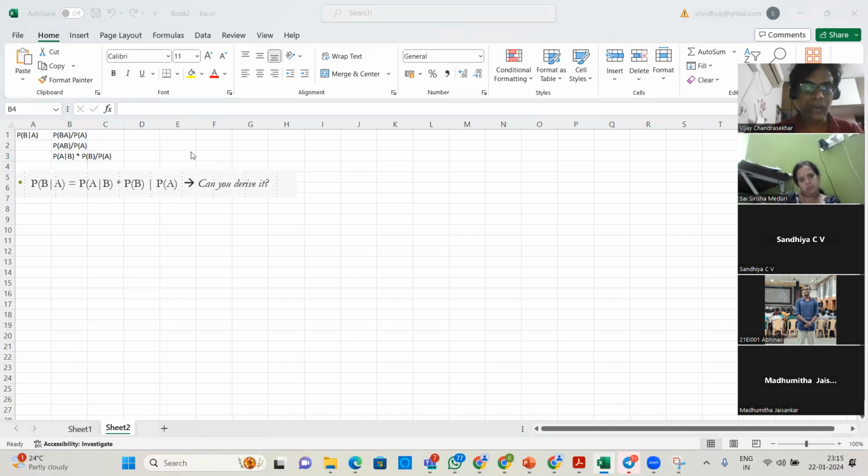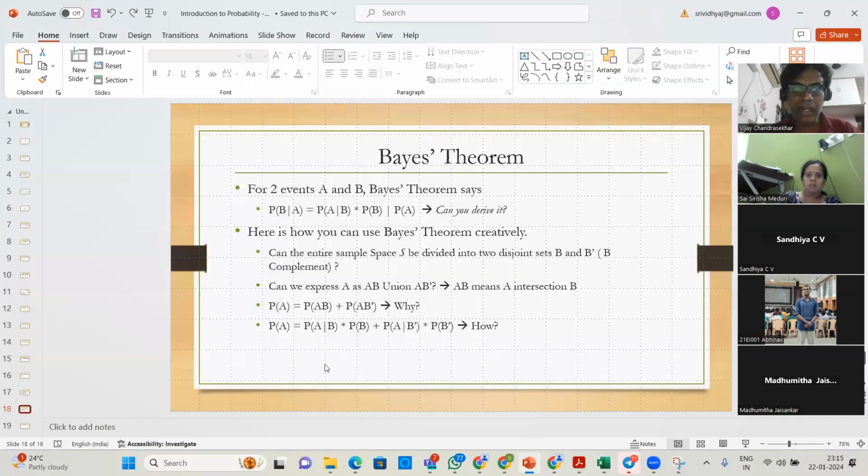Now, we'll take an example of how to creatively use Bayes theorem, because we actually did that while solving the previous problem. We creatively used Bayes theorem and what is called the law of total probability to get a meaningful number for probability of B given A.